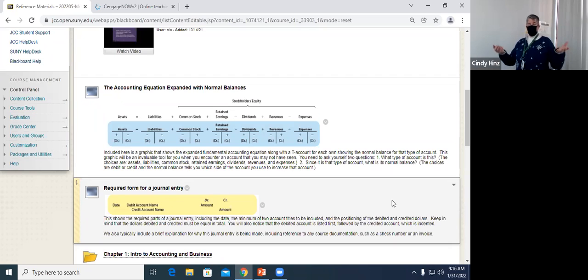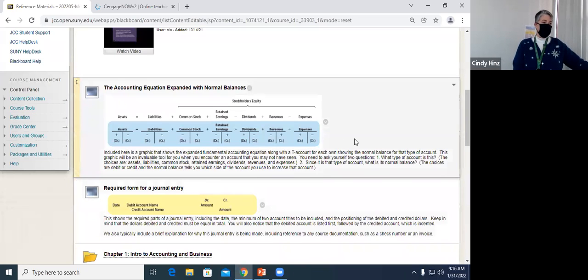And the reason they're up here on this first level is because they're so important, because they are information that provides the foundation for every other skill that we learn in financial accounting.